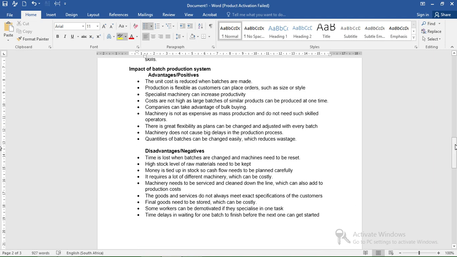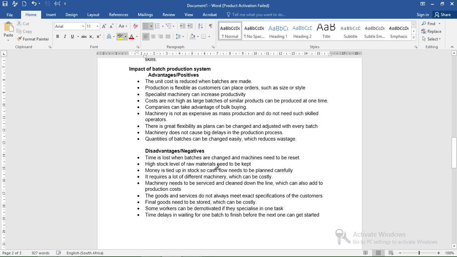Major disadvantage, guys, of batch production is time. Time is lost, especially when doing changes. When you're changing batches, after you're done producing bread, now you want to change and do other settings for muffins. Now you have to change and you have to wait. That waiting period is time that is being lost for production of other goods.